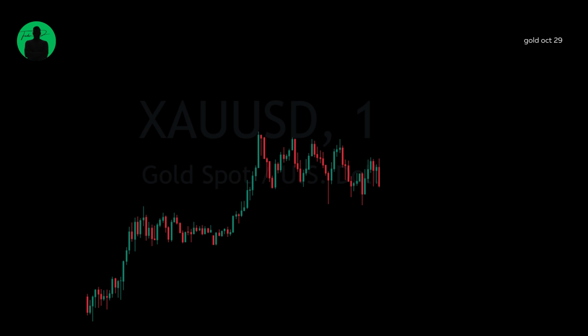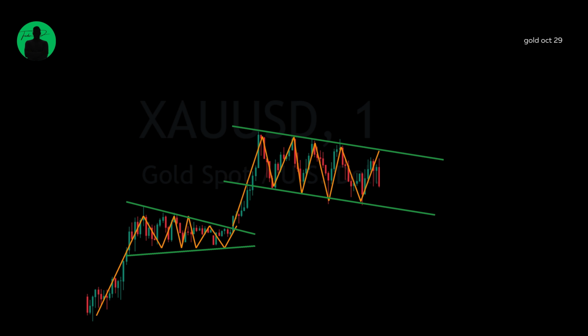Now let's understand the real chart. This is the October 29th gold chart on the 15-minute time frame. After a strong upward move, the price doesn't keep climbing straight up. Instead, it takes a pause. This pause is what we call a consolidation phase. In this phase, the price begins moving sideways within a tight range, creating a pattern we refer to as a flag or pennant.